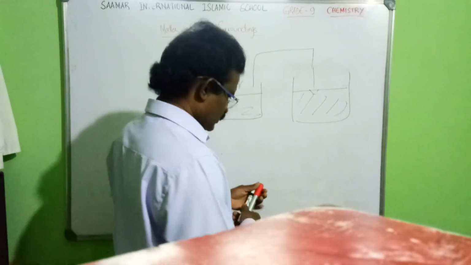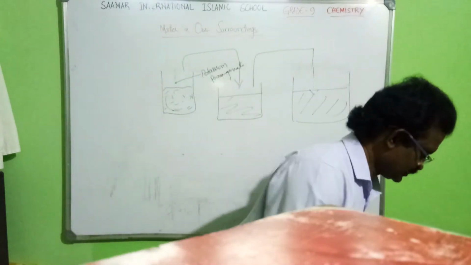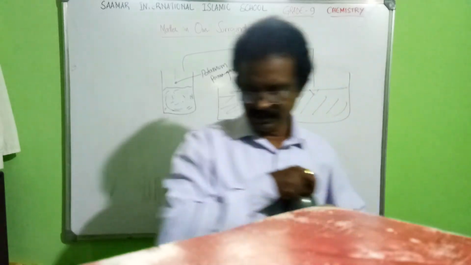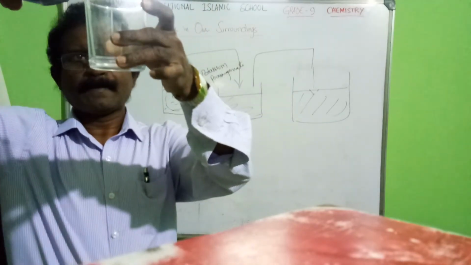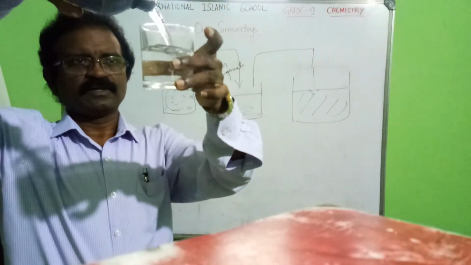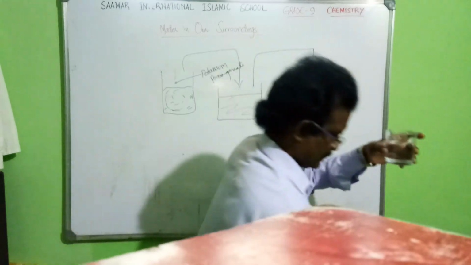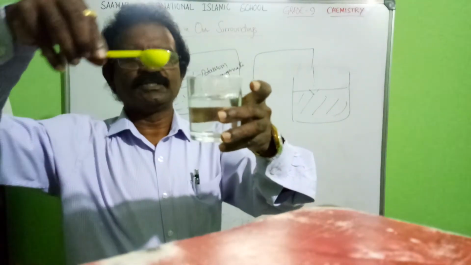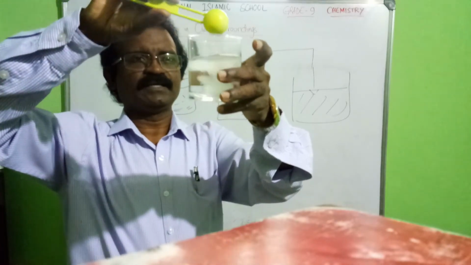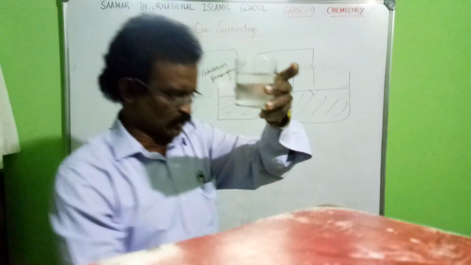Okay. Now, here I will show you one more experiment. In the liquid, I said the liquid will take the shape of the container. You can see that I have taken it. Okay. Now I add salt to this. Is it clear? I have added salt to this and I'll stir it.